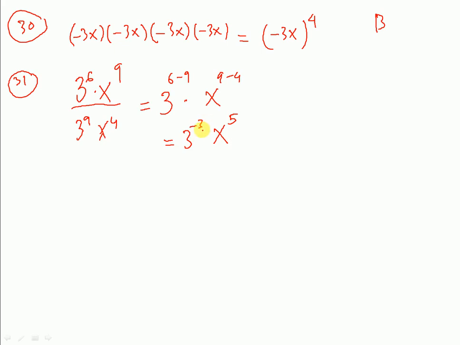Now they want the answer in terms of the positive exponent. We don't want a negative here. So in order to convert this one back to a positive one, you have to bring it down to the denominator and then put a 1 on top. And the same thing here, we still have x to the 5th, or if you just multiply x by 1, that gives me x to the 5th over 3 to the 3.